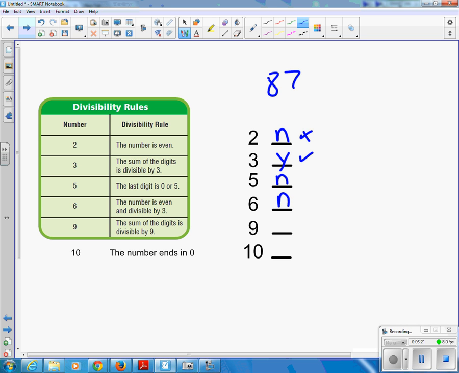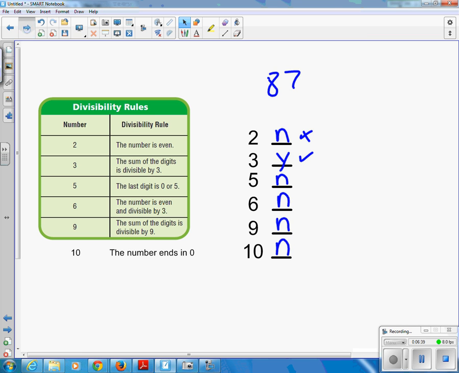It has to follow both. For 9, we have to add the numbers. 8 plus 7 is 15, but 15 is not a multiple of 9. For 10, the number does not end in a 0, therefore it's a no. So 87 is only divisible by 3 right here.